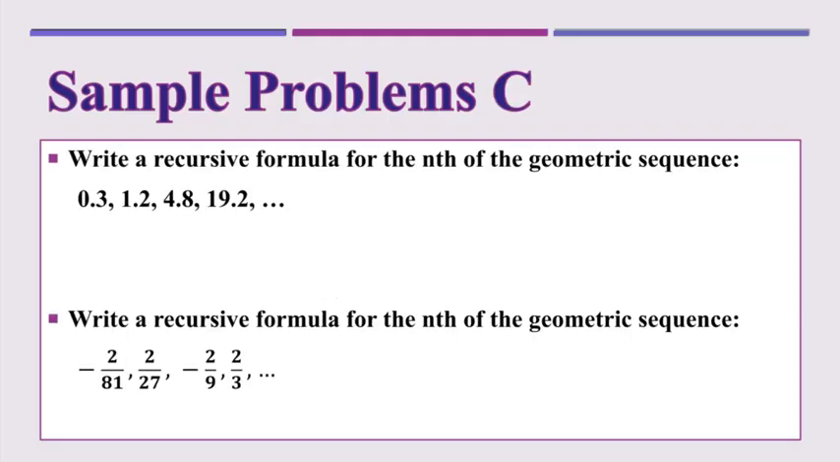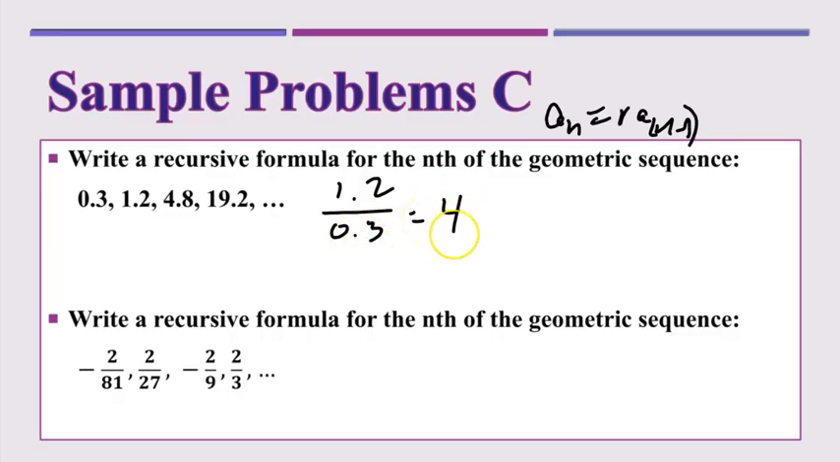Next, we're going to be using the recursive formula for the nth term of the geometric sequence, and that formula would be a subscript n equals r times a subscript n minus 1. So for this one, we need to find the common ratio here. So I'm going to take the second term, 1.2, divided by the previous one of 0.3, which is really 12 divided by 3, which will give us 4. So we would have a subscript n equals 4 times a subscript n minus 1.